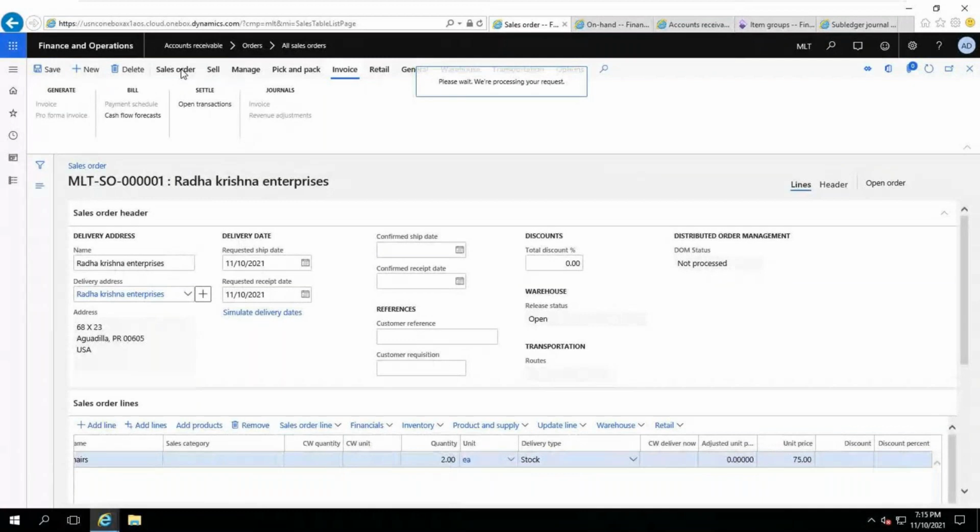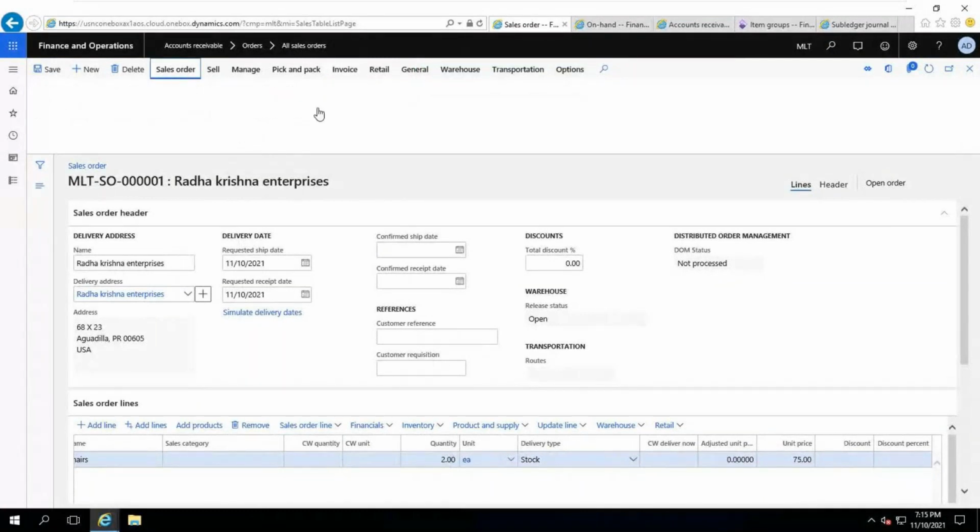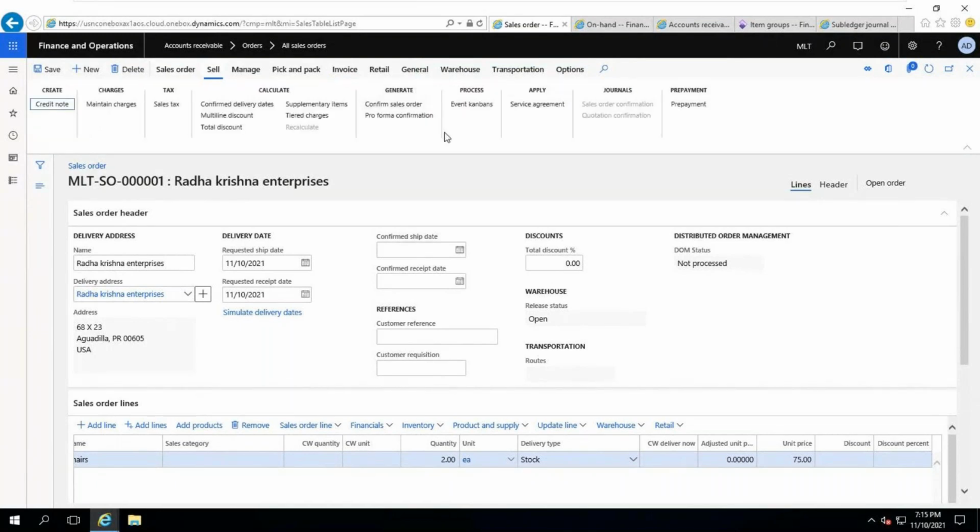Now confirmation, if you want you can use it, otherwise you can skip. Sales order confirmation is available in the system. It is not mandatory. Of course, credit limits is another function. I will discuss it with you at that time. You will understand the meaning of confirmation.